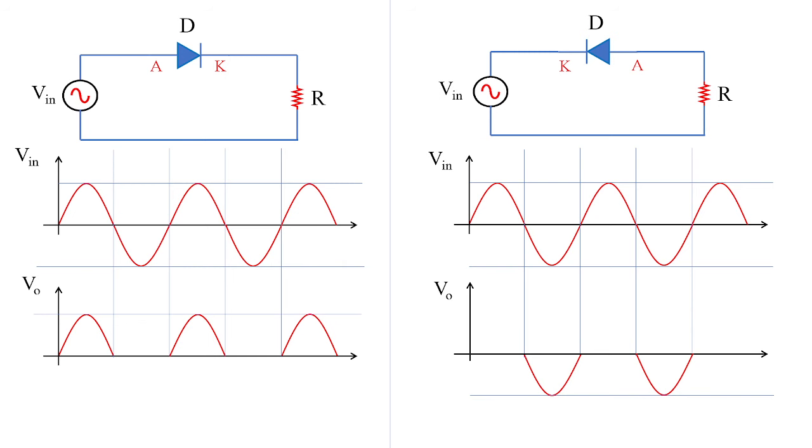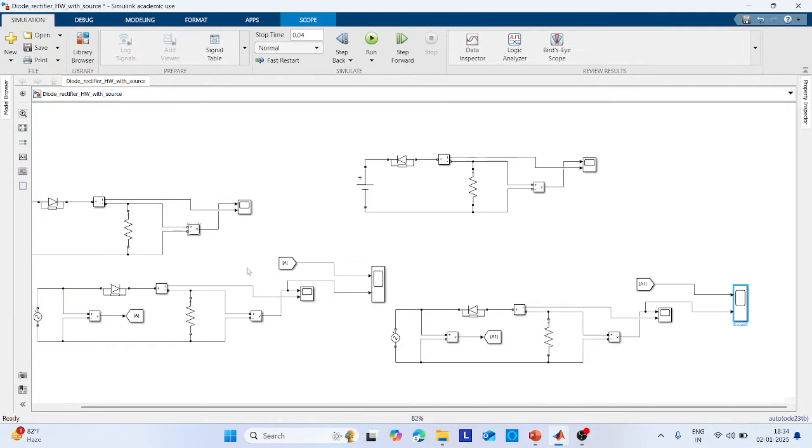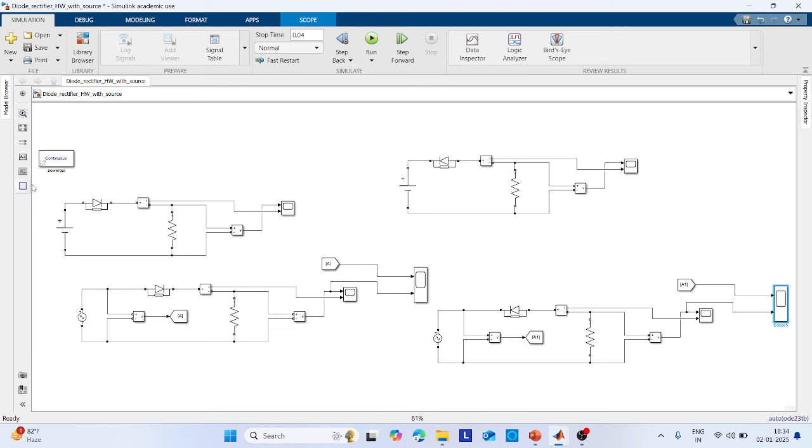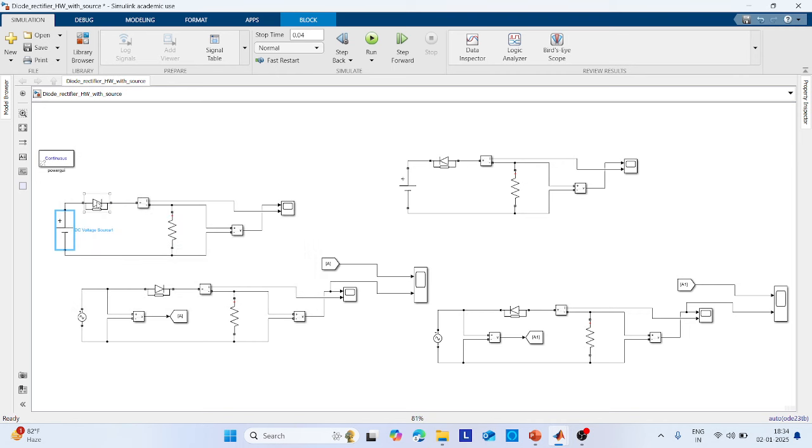In order to understand in a better way, let me take the example of MATLAB. See here, I have taken different conditions. You can see here I have a DC input voltage of 100 volts, okay, and a diode is connected, and here this is known as current measurement, this is known as voltage measurement. The current is calculated through the circuit and voltage is measured across the resistor.